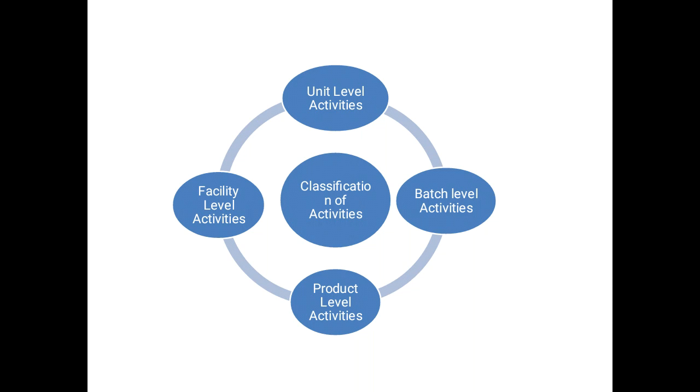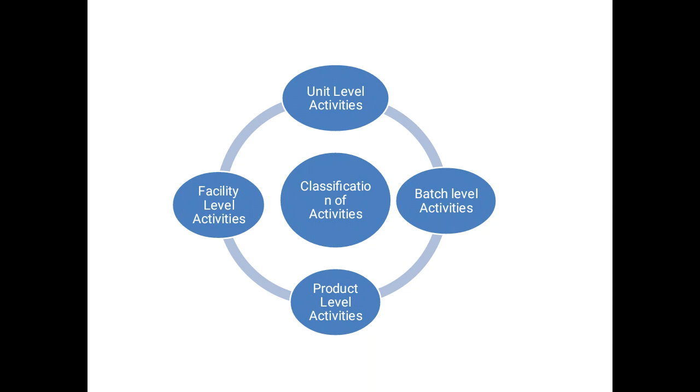Unit level activities are those activities which are performed each time a unit is produced. That means the activities are performed for producing one unit of a product. Those activities are called unit level activities, and they are repetitive activities. That means they are incurred on a regular, repetitive basis.